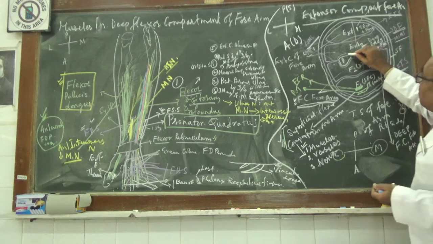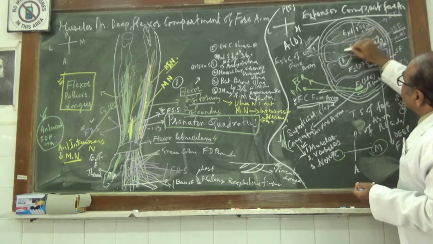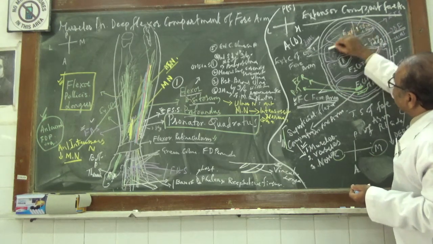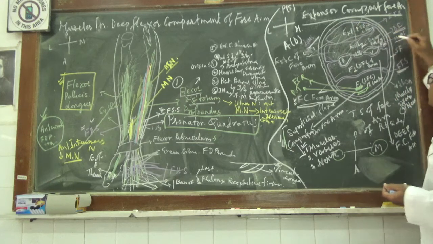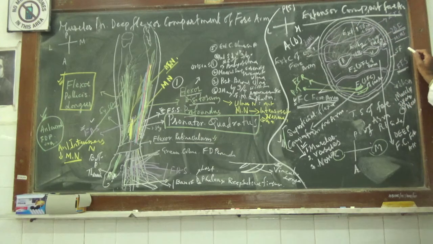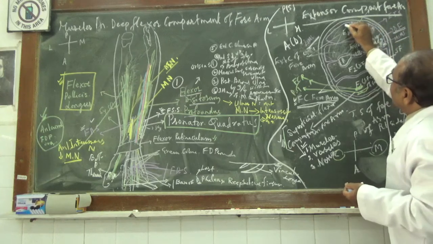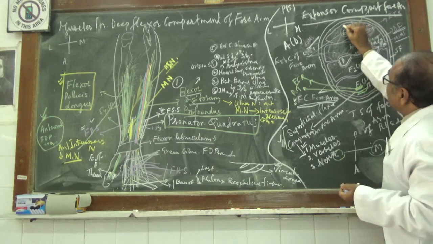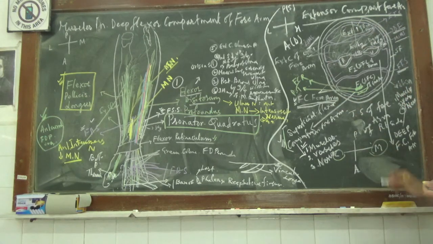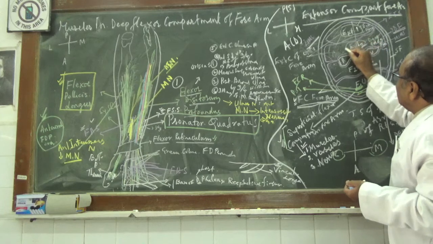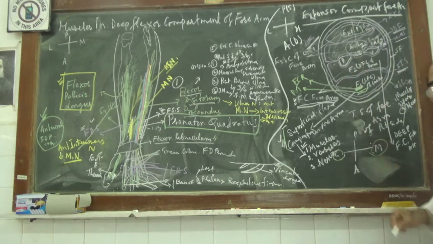Now this extensor compartment, for the purpose of explanation, is divided into two. One is the superficial extensor compartment of the forearm, another is the deep extensor compartment of the forearm. These are the two subdivisions of the extensor compartment of the forearm.